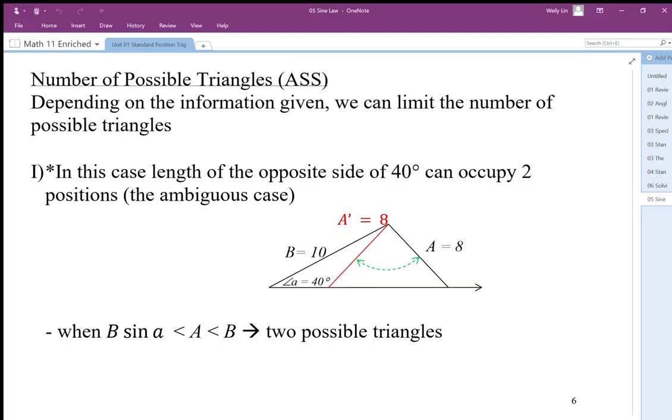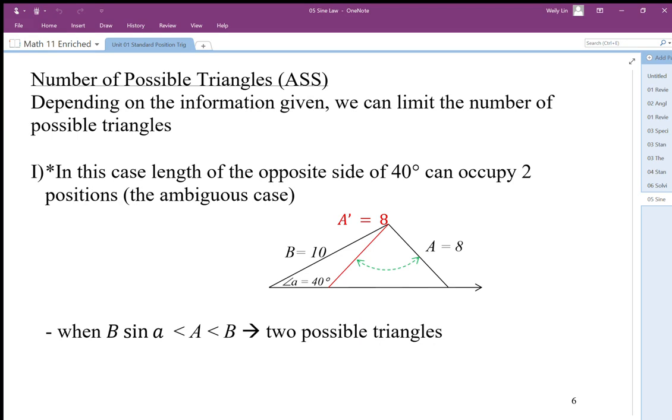So the first case is when there are two triangles. We have an angle of 40 degrees, a length of 10, and a length of 8. And that side length of 8 can occupy two different positions. So there's two triangles here.